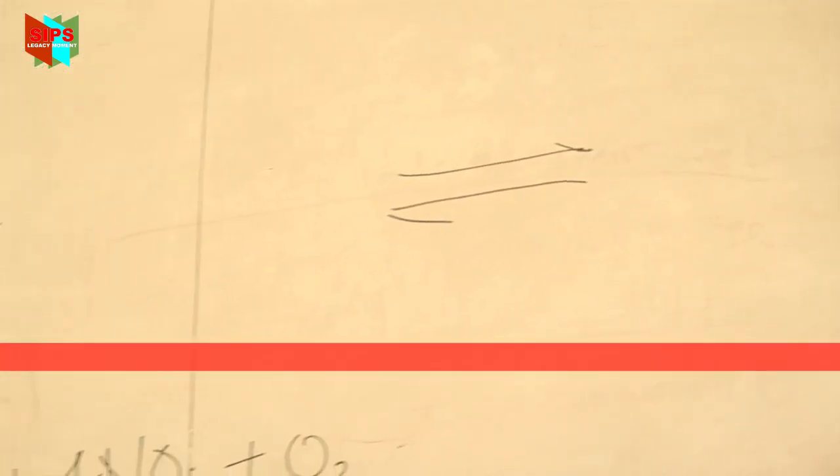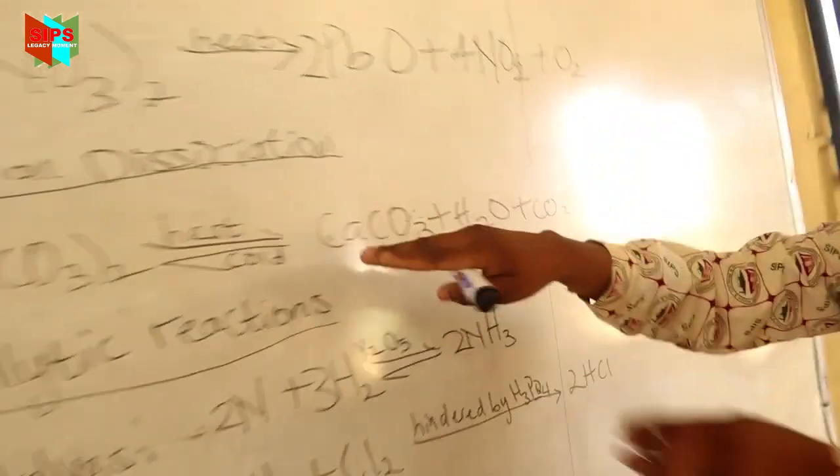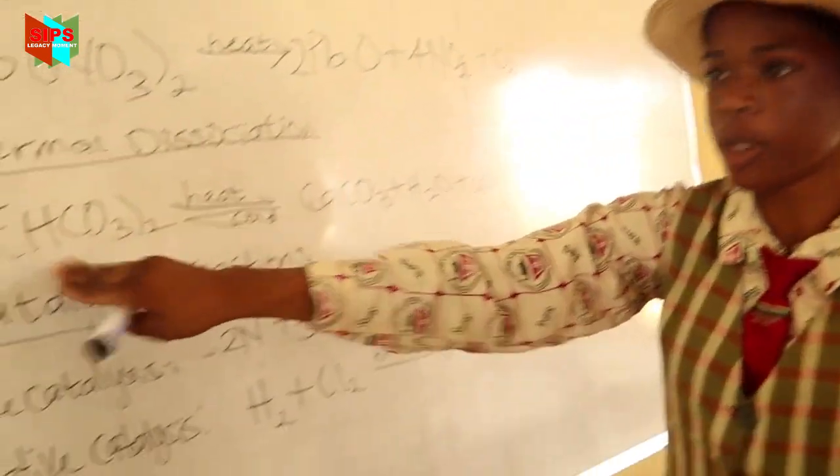It's an example of a reversible reaction, because here the products can react back to form this.